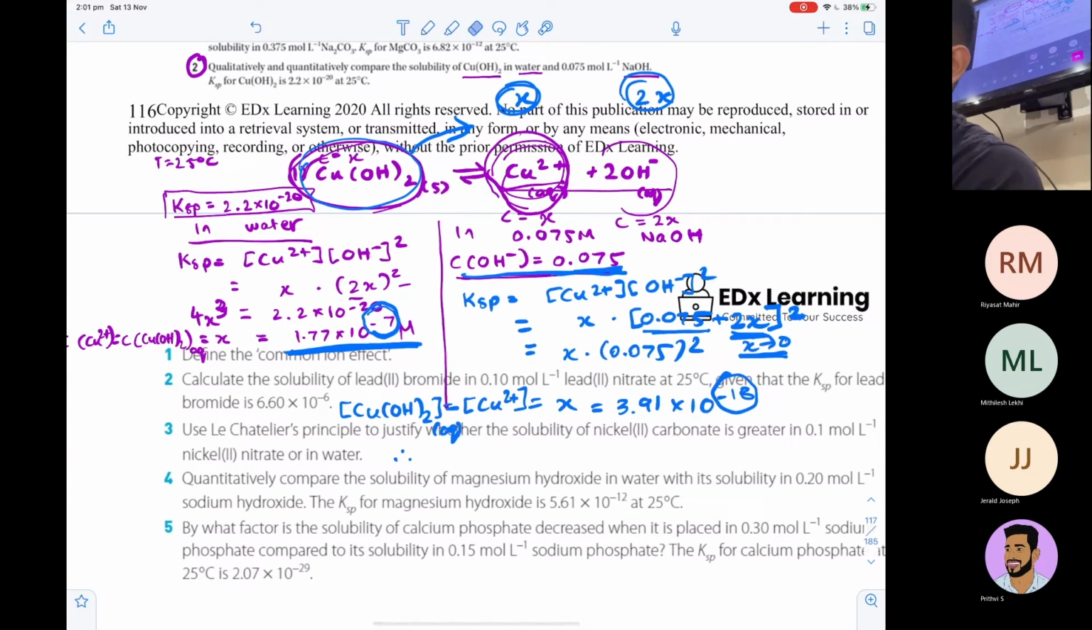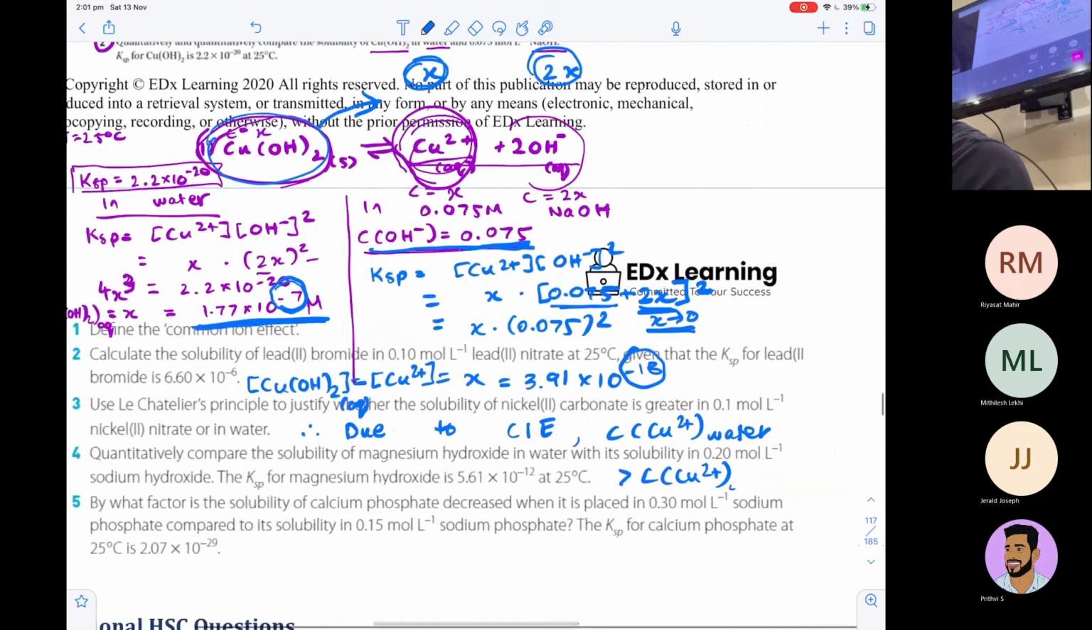we can say therefore, due to common ion effect, I'm just going to call it common ion effect, you should say the full term, concentration of copper ions in water is greater than the concentration of copper ions in your common ion solution. You always need to have a final statement, especially when you're proving things in chemistry.